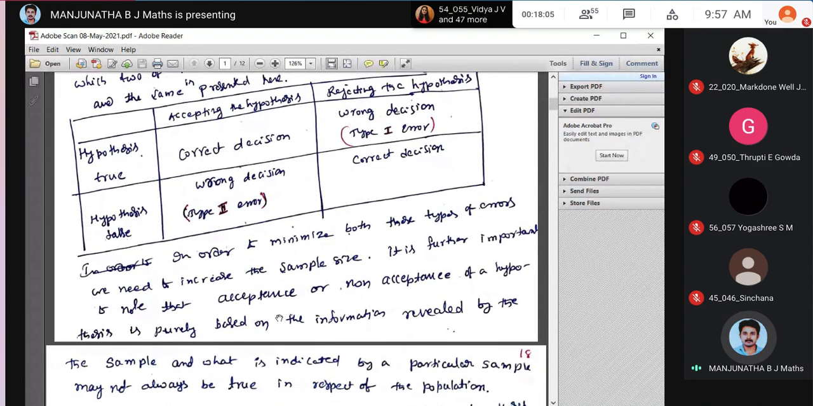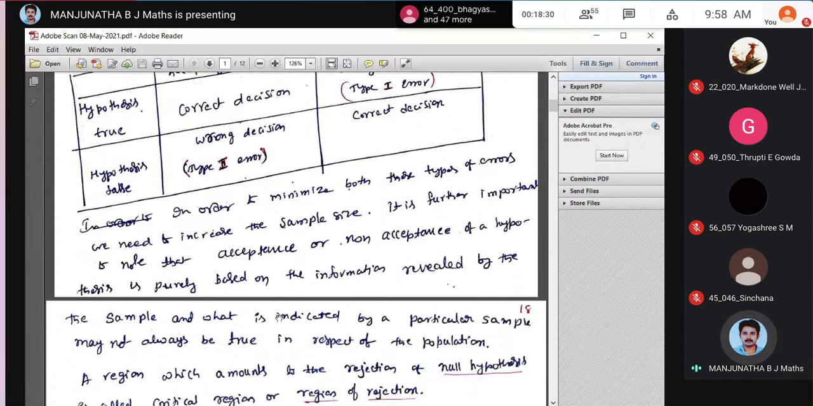It is further important to note that acceptance or non-acceptance of a hypothesis is purely based on information revealed by the sample. So what information we got from the sample, depending upon that only we have to accept or reject the hypothesis. And what is indicated by a particular sample may not always be true in respect of the population. If I take only one sample or two samples and go with a particular case, that generally is not true, right?